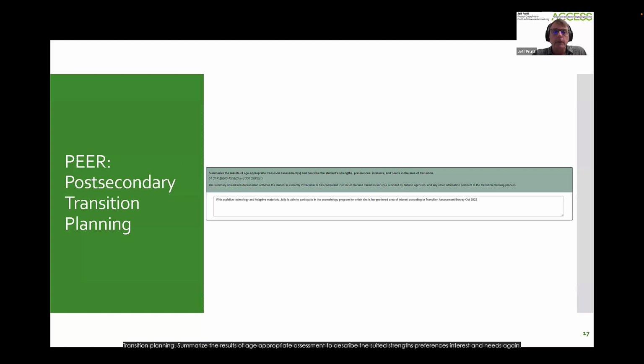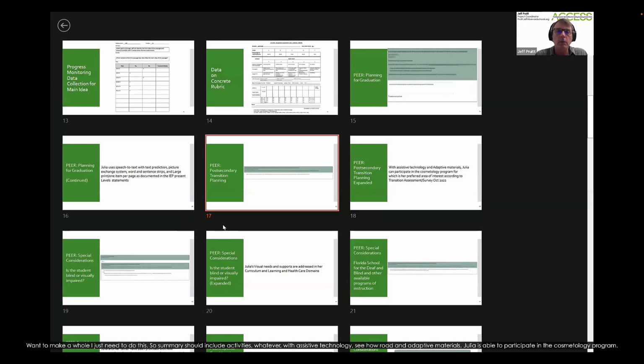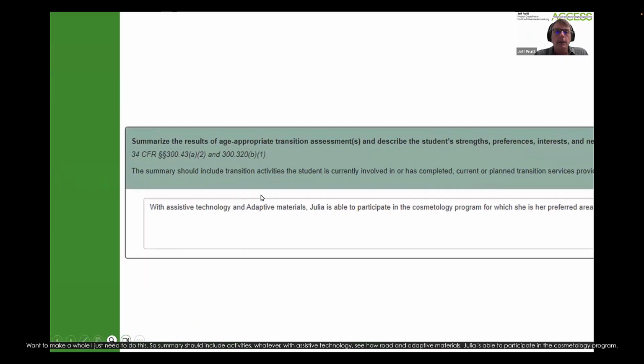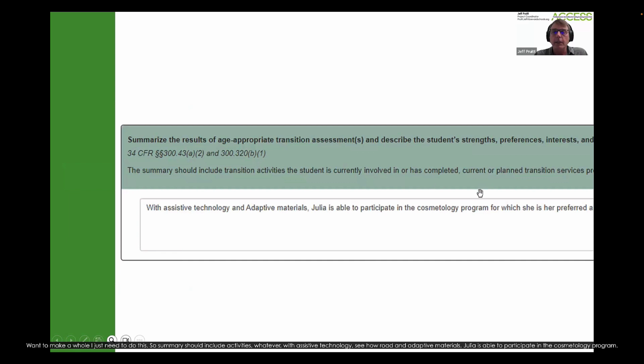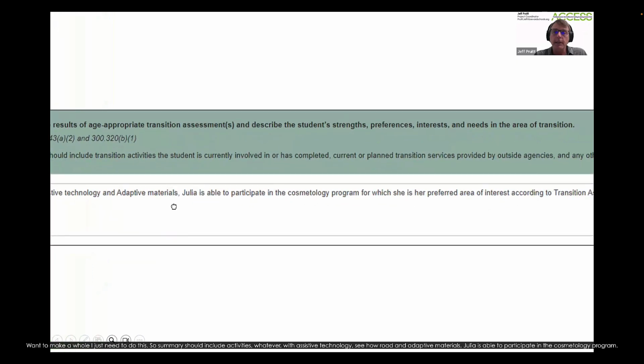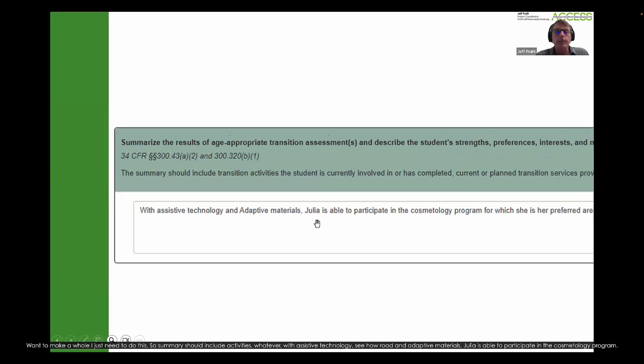Transition planning. Summarize the results of age-appropriate assessments and describe the student's strengths, preferences, interests, and needs. So the summary should include activities, whatever. With assistive technology, see how I wrote, and adaptive materials, Julia is able to participate in the cosmetology program. I'm going to take a second here to pause and ask you as a group, what do you not see in this statement? And we're going to say from with assistive technology to the cosmetology program. That's as far as we'll go. What do you not see?